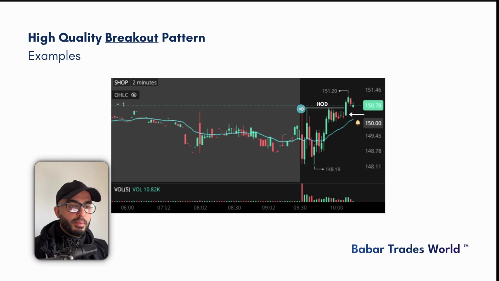Again, I hope you guys get the point here. High of day gets drawn out. This is like a flag breakout. You can see like a triangle shape with a pull. And this right here gets broken. High of day gets broken. There's some follow through.